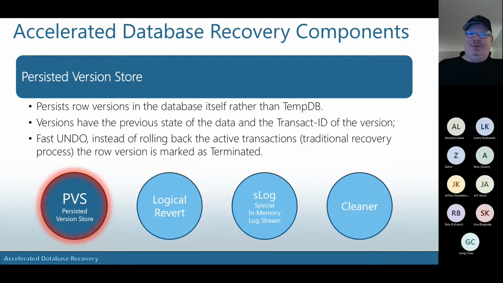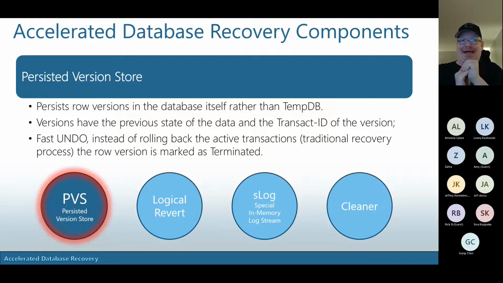So persistent version store, I've talked about this already. It is a row version store like we have in the TempDB database, if I'm doing snapshot isolations or things like that. My persistent version store will persist my row versions of each of my records. So if I insert, update, delete a row, I'm going to have a version of that row. I'll have what the row looked like before, and then the current row. So the row versions will have the previous state of the data: what did it look like before, and the transaction ID of that version.